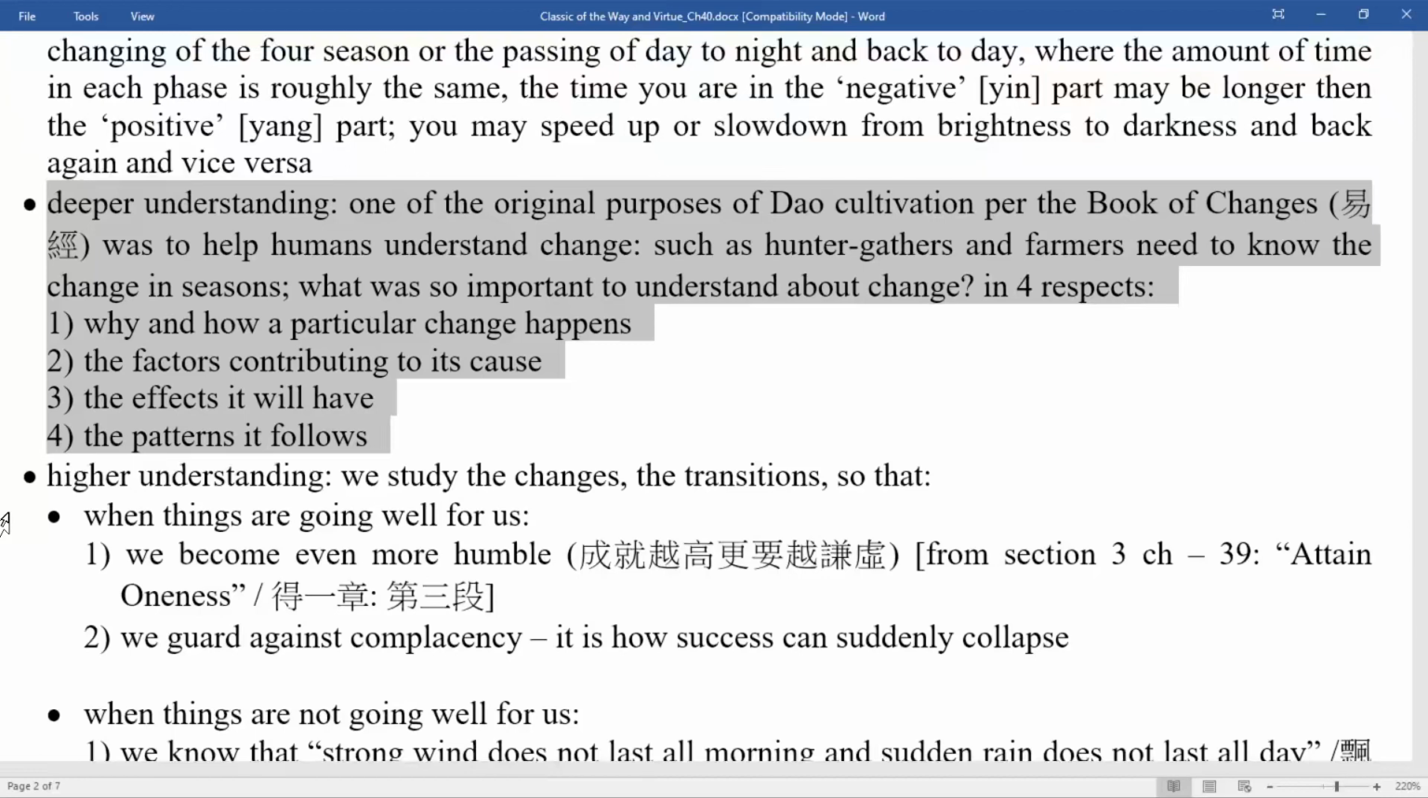And what's so important to understand about change? There are four respects, or areas: why and how a particular change happens, the factors contributing to its cause, the effects it will have, so cause and effect, and the patterns it follows. Even though things may change, they all follow certain patterns. So you can say there's a certain level of regularity or normalness to the changes.